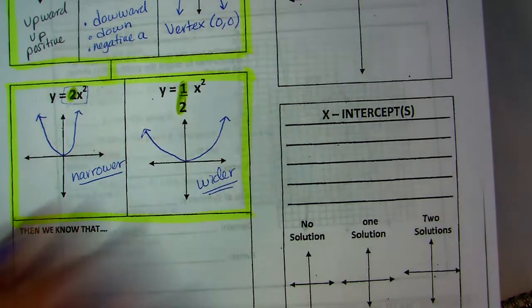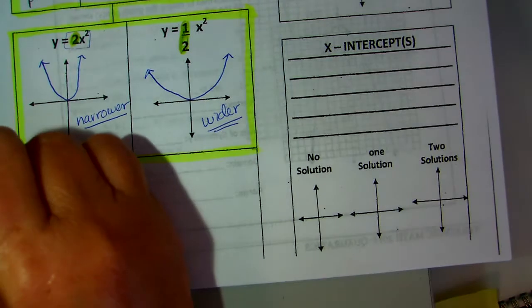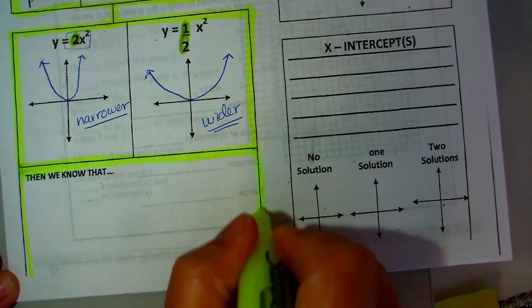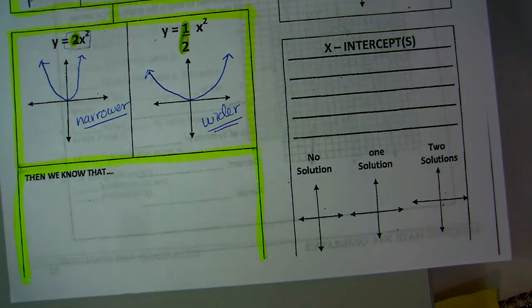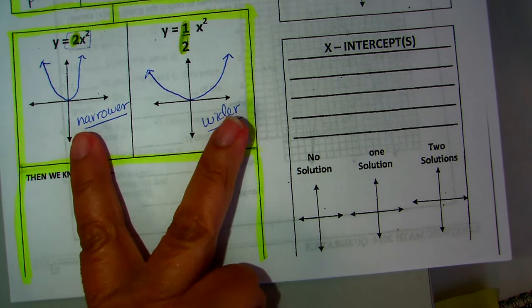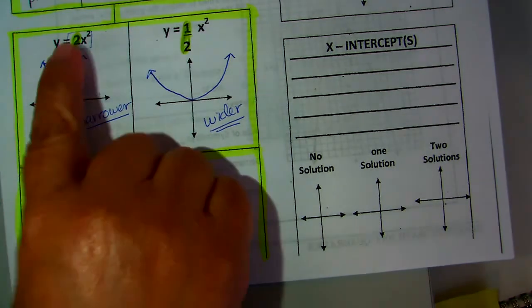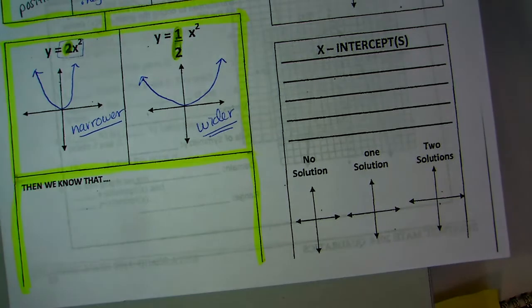So, what can we say about this? What can we say about quadratic equations? If the a, the number at the beginning, is positive or negative: if it's positive, it's facing upward. If it's negative, it's facing downward. How can we describe this? We're going to write it like this.